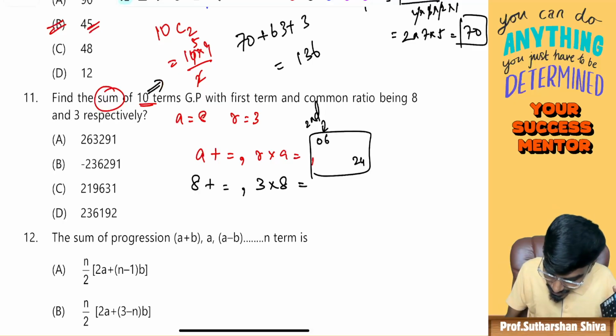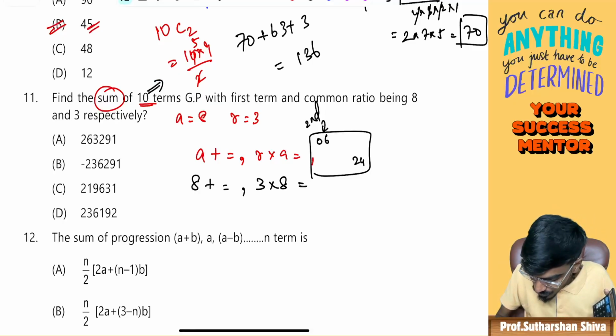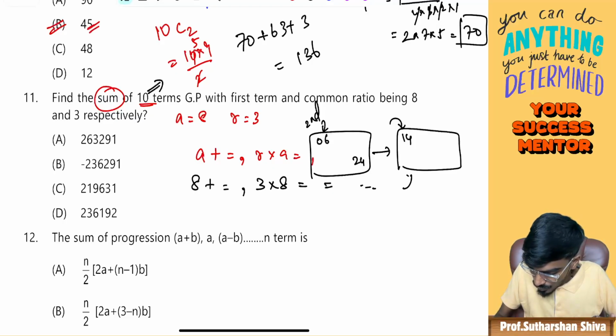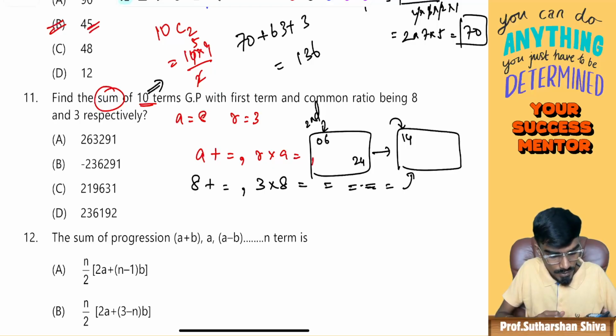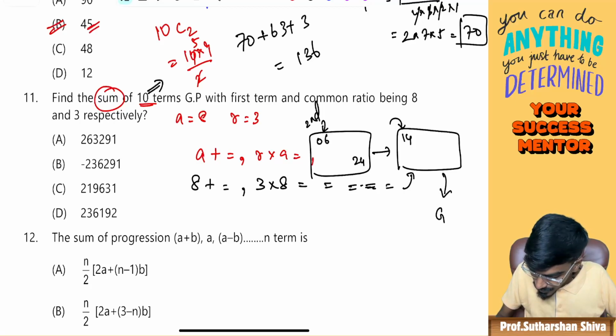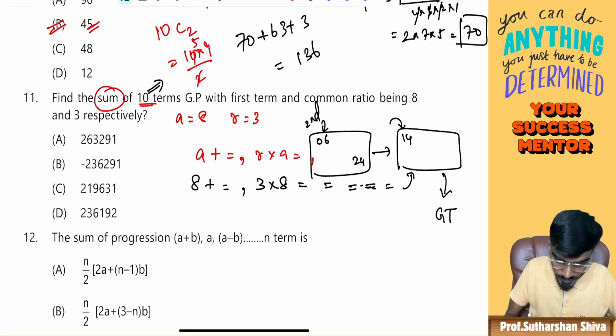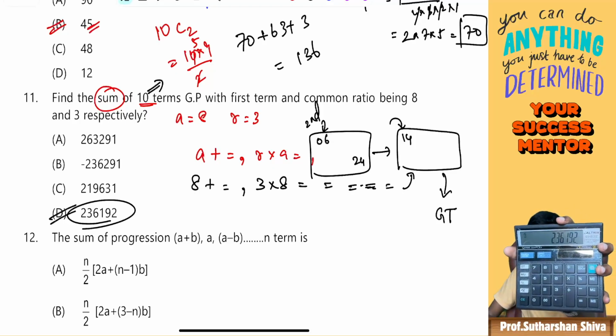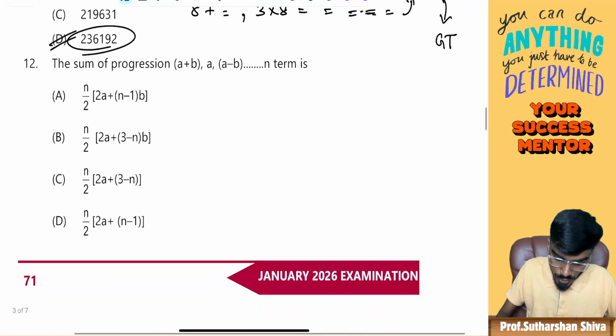They are asking for 10 terms. So in the corner we will go up to 14 over here. Keep on pressing the equal to button until it reaches 14. After 13, slow down. You got 14. Once you got 14, press GT. You got 236192. Now guys, come to question number 12.